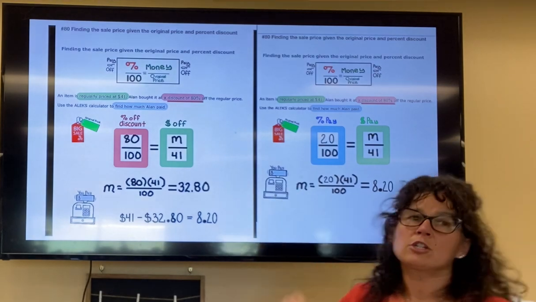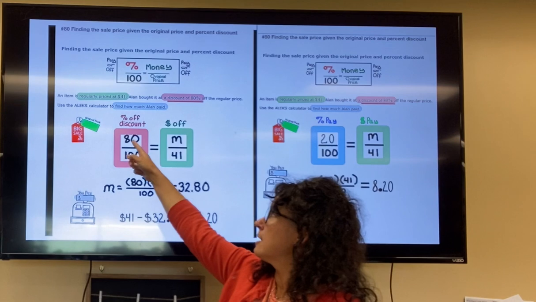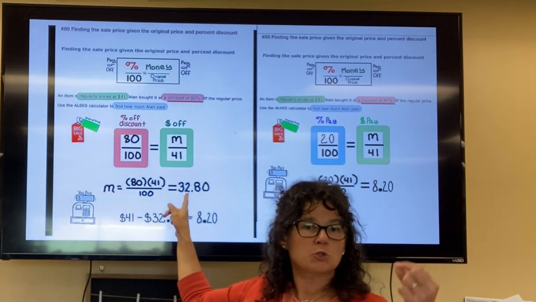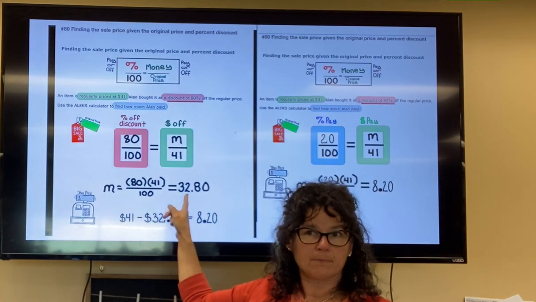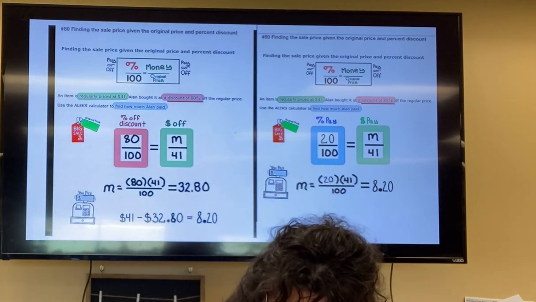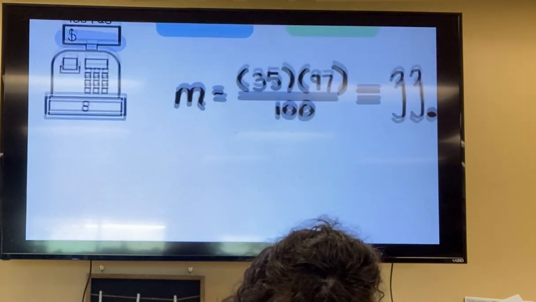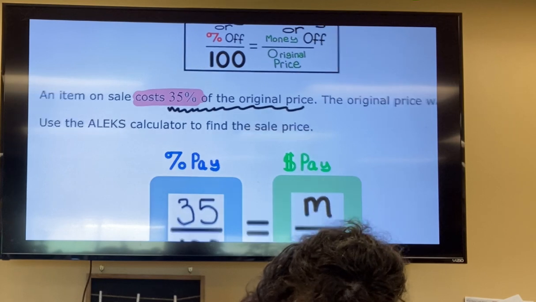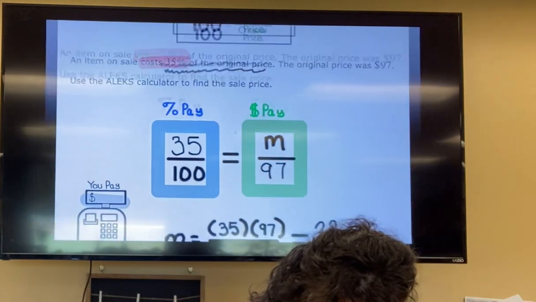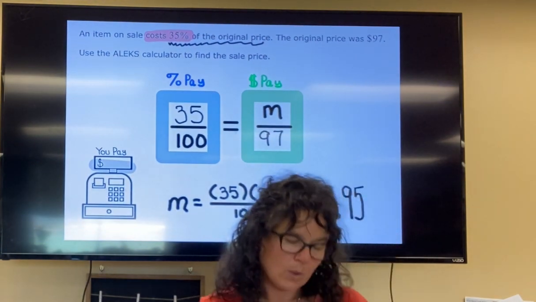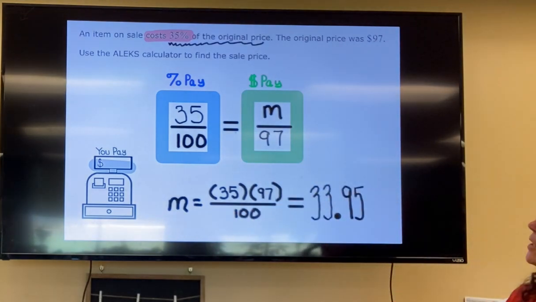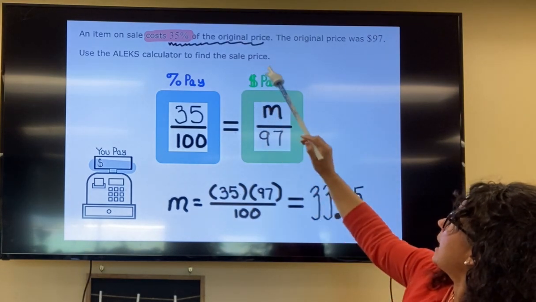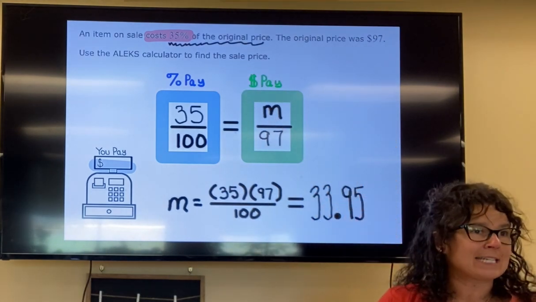But if you decide to go with the discount percent, keep in mind that when you solve, you're finding out how much money you want to subtract from the original. So here's just one more quick example. And I already have this one written out just to make it go a little quicker. We have an item that originally cost $97.